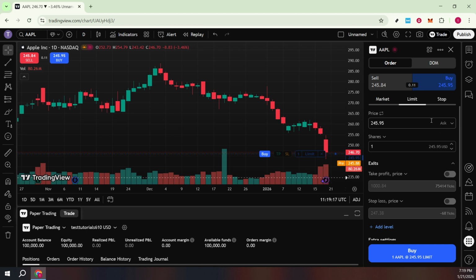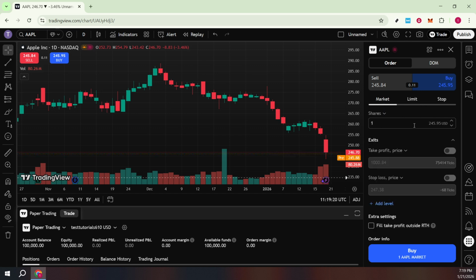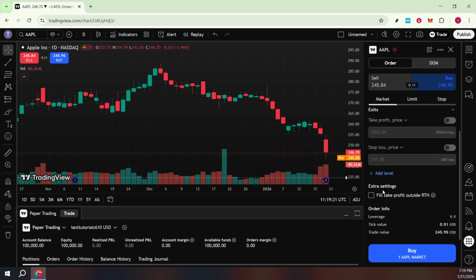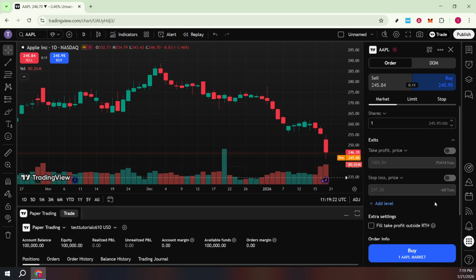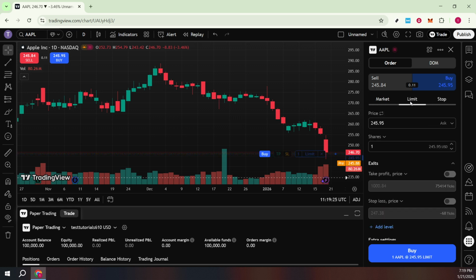Now, let's look at order types. Click Market if you want to execute immediately at the best available price. Market orders prioritize speed over exact price, so they can fill with some slippage. Then click Limit to switch to a limit order. A limit order lets you specify the exact price you're willing to pay or receive, and it will only fill at that price or better.